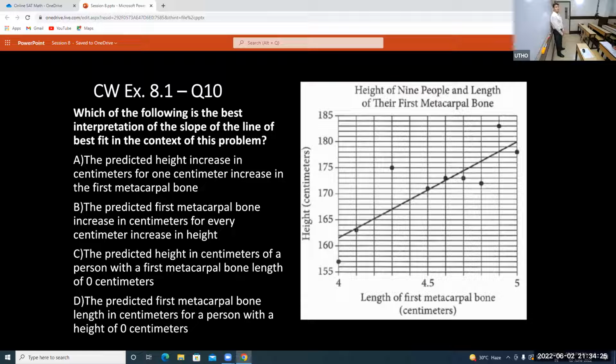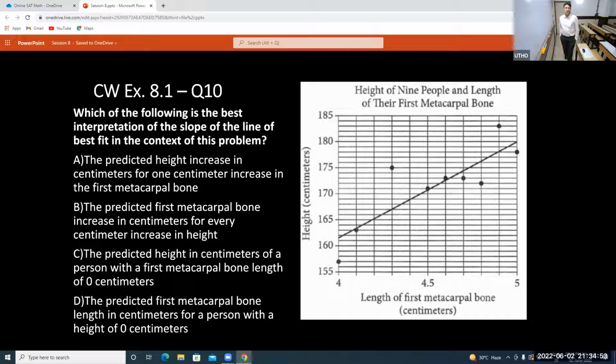Tell me, where is the predicted first metacarpal? Is the first metacarpal bone on the x-axis or the y-axis? फर्स्ट मेटाकार्पल बोन एक्स एक्सिस पे कि वाई एक्सिस पे? उसका लेंथ कहां दिया है? x. वहां पे x देखो. ऑप्शन बी में राइट x here. The predicted first metacarpal bone को अंडरलाइन करो and write x.